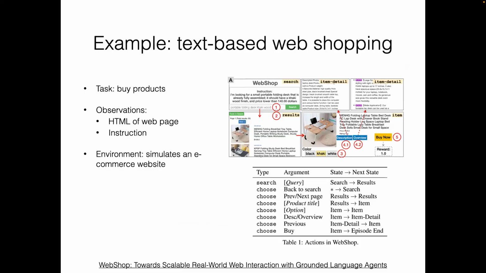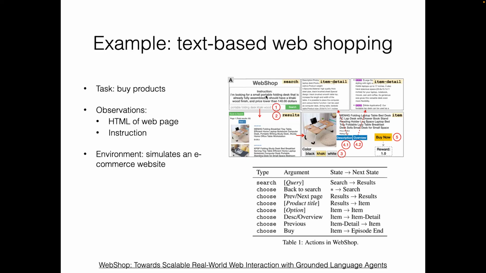Okay, and then here is maybe related to the question that was asked. Here we are going to do web browsing, but just treat everything as text. So you have the HTML of a web page and some instruction. Then you have different actions like search, choose. I guess choose is maybe like clicking, something like that. But they actually have these custom actions, so it's not like a standard web browser.